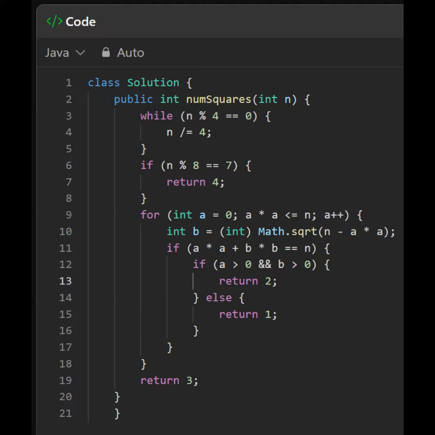In summary, the numSquares method uses mathematical theorems to minimize the number of calculations required to determine the smallest number of perfect squares needed to sum up to the given integer n.